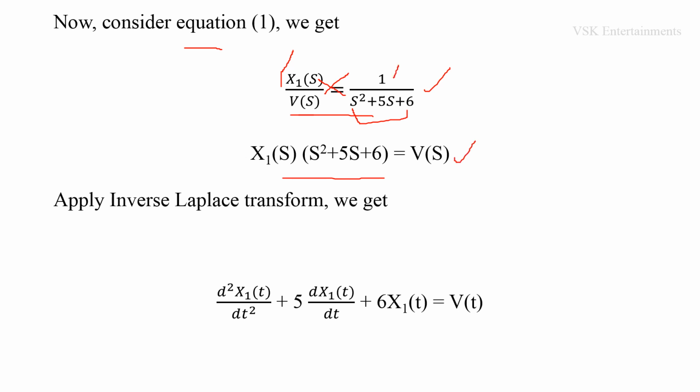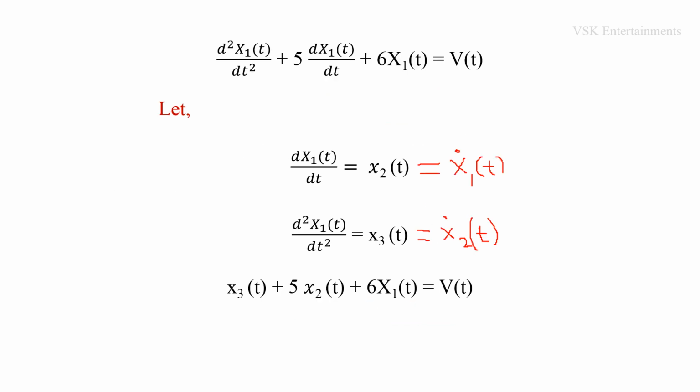After cross multiplying, just apply the inverse Laplace transform to this equation. By applying the inverse Laplace transform, we are going to convert the s domain to the t domain. Here s^2 into X1(s) becomes d^2x1(t)/dt^2, plus 5 into s into X1(s) becomes 5 into dx1(t)/dt, plus 6 into X1(s) becomes 6 into x1(t), equal to V(s) becoming v(t). After applying the inverse Laplace transform, we get this equation.